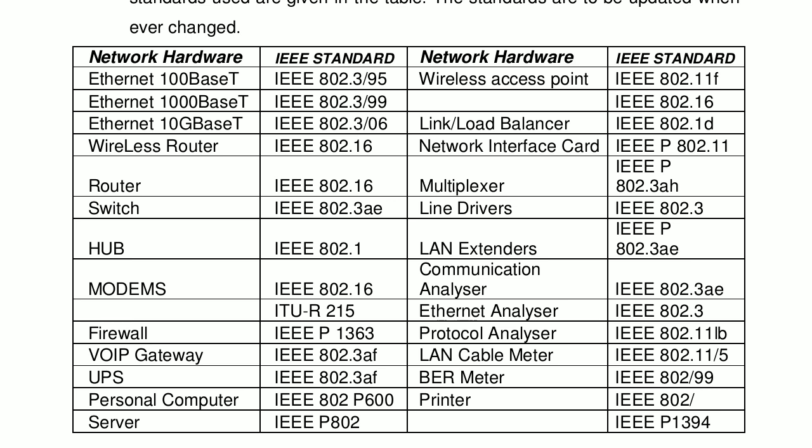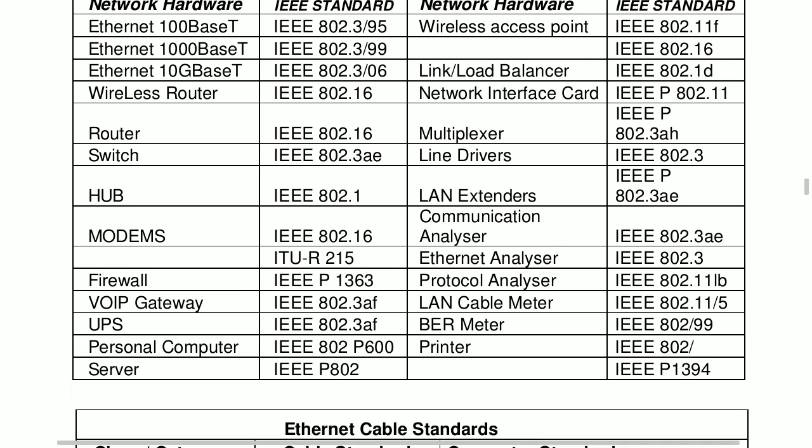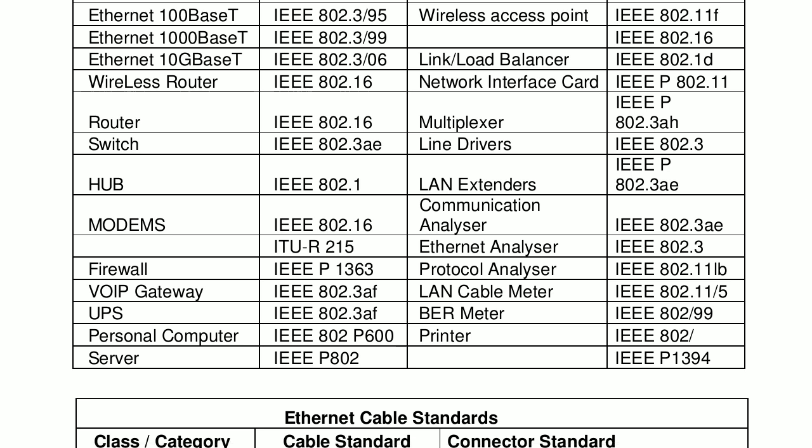IEEE 802.3. LAN extender, IEEE P802.3AE. Communication analyzer, IEEE 802.3AE. Ethernet analyzer, IEEE 802.3. Protocol analyzer, IEEE 802.11LB. LAN cable meter, IEEE 802.11/5. BER meter, IEEE 802/99. The printer, IEEE P1394.